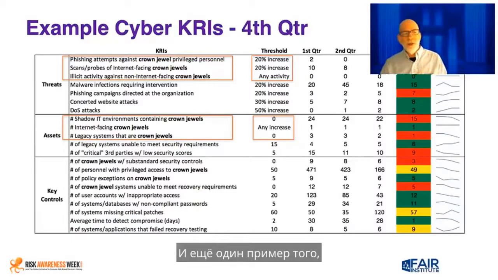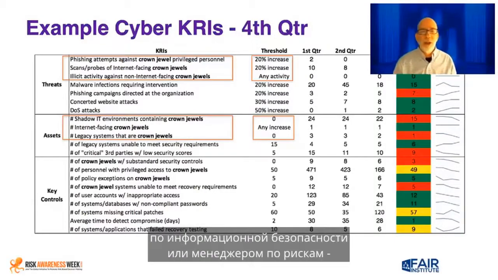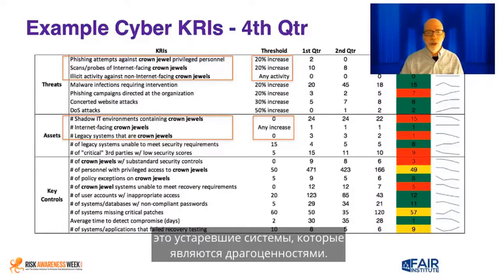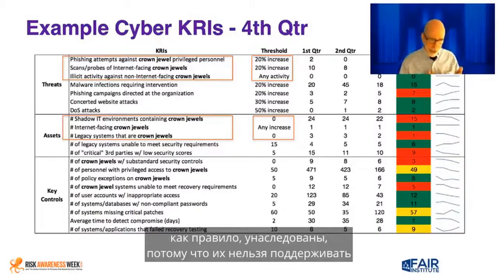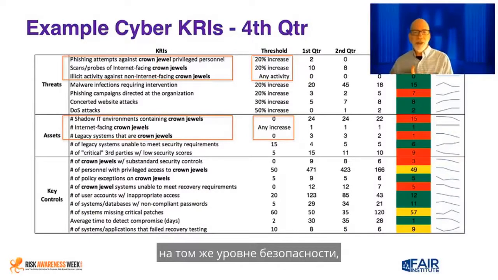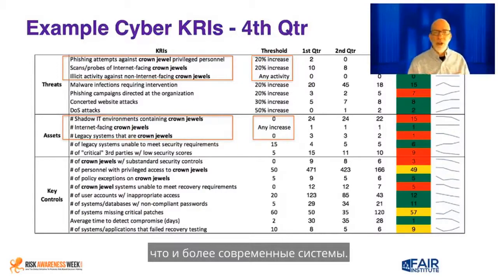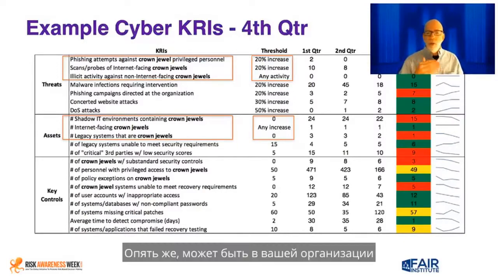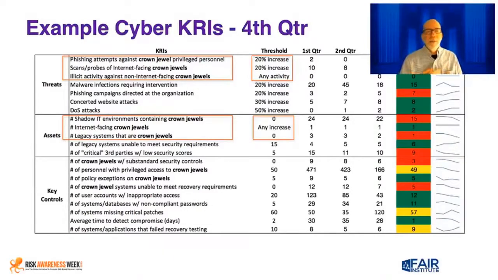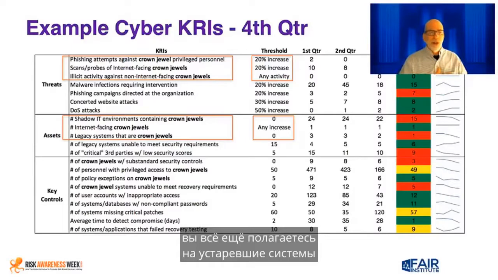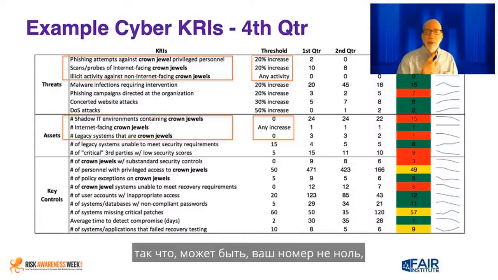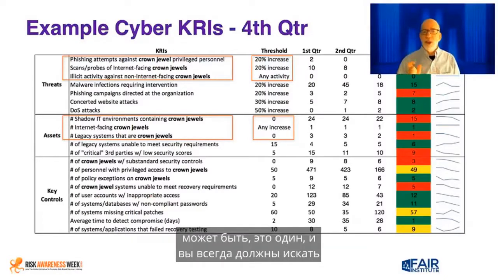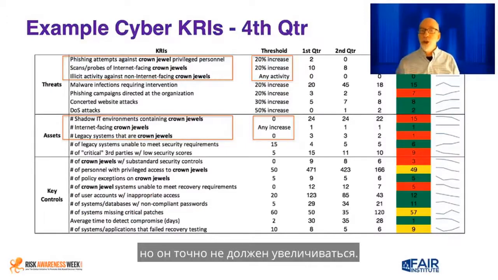And another example of something I would aim for in an organization I was a CISO for or a risk manager for is legacy systems that are crown jewels. There should be none, because legacy systems typically are legacy because they can't be maintained at the same level of security that more up-to-date, more modern systems are capable of. So again, maybe your organization can't have zero here because you're still relying on a legacy system for some key business process and so on. So maybe your number isn't zero, maybe it's 1, and you're always looking for opportunities to drive that to 0, but it sure shouldn't increase.